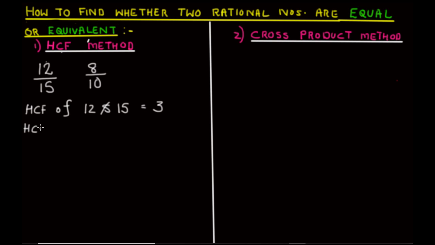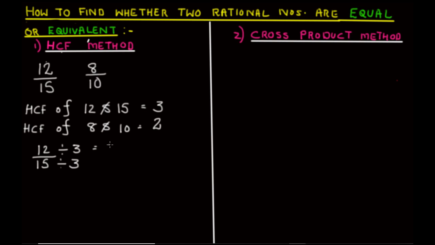So the second step is to find the HCF of 8 and 10. So what's the HCF of 8 and 10? It is 2. Right? So now what we're going to do is we have to find the standard form of 12 by 15. The numerator and the denominator should be divided by the highest common factor of 12 and 15, that is 3.